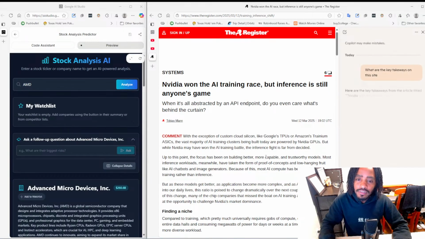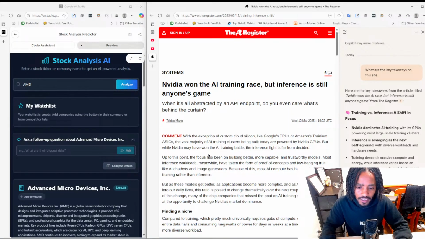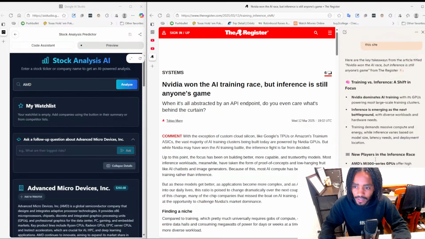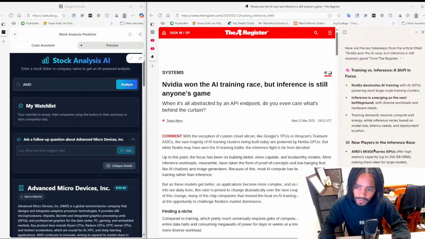So obviously on this site they're specifically covering what's going on in the world of inference. As you can see here, it says training versus inference, a shift in focus. NVIDIA dominates AI training with GPUs powering most large-scale training clusters. Inference is emerging as the next battleground with diverse workloads and hardware needed. Training demands massive compute and energy, while inference varies based on model size, latency needs, and deployment location.